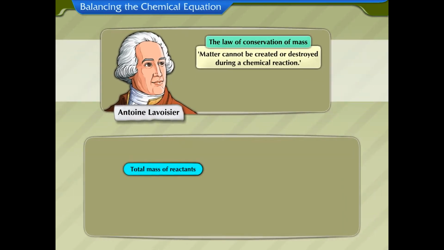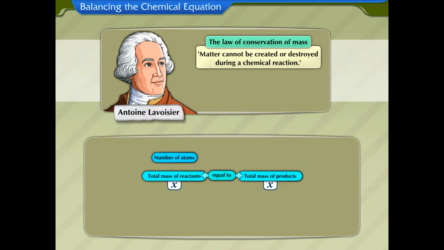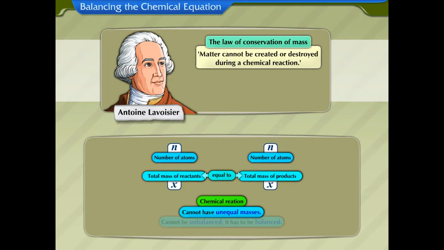In other words, the total mass of the reactants is equal to the total mass of the products, or the number of atoms of each element before the reaction and after the reaction is equal. A chemical reaction cannot have unequal masses. Therefore, a chemical equation cannot be unbalanced. It has to be balanced.